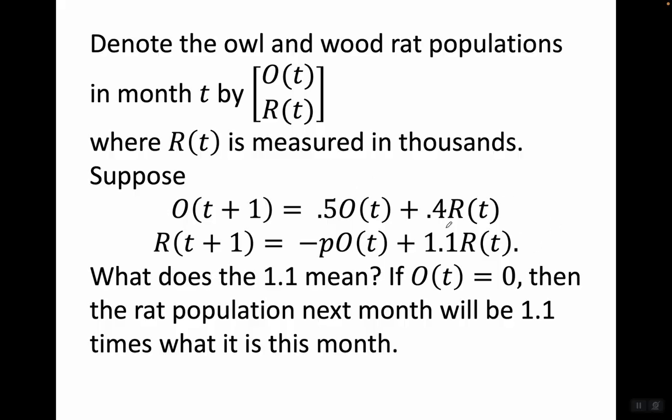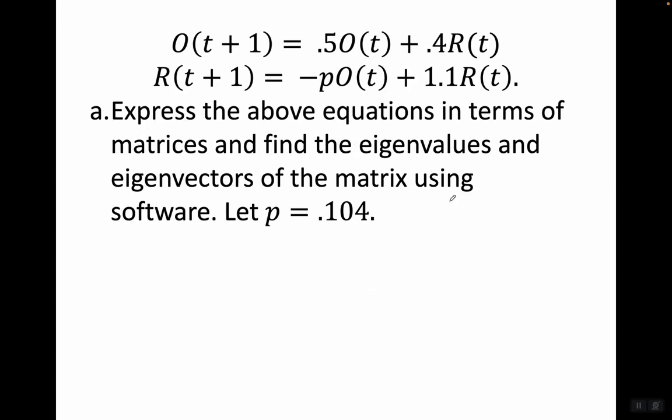And lastly, what does the 1.1 mean? If O(t) is 0, in other words, if there are no owls whatsoever, then the rat population next month will be 1.1 times what it is this month. So in the absence of predators, the rat population grows 10% a month. Not a pleasant consideration. So again, we've got these factors.